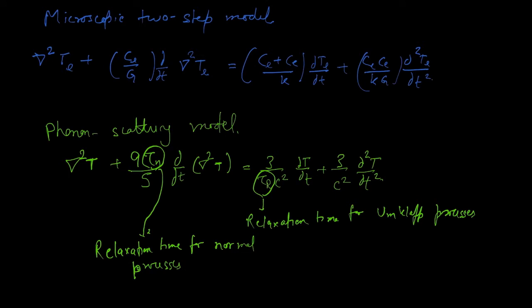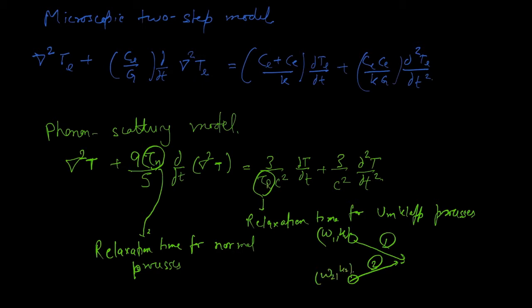So now what is Umklapp process and what is normal process? Let's look at it. Let's say one of the phonons is traveling here, and another phonon is traveling here. Let's call their energy omega 1 and momentum k1, and in this case, omega 2 and k2.